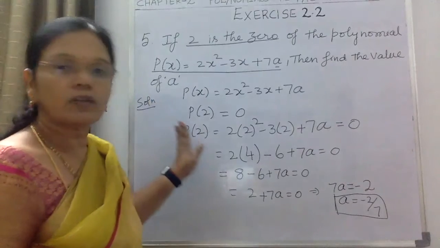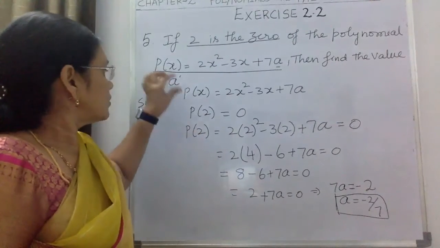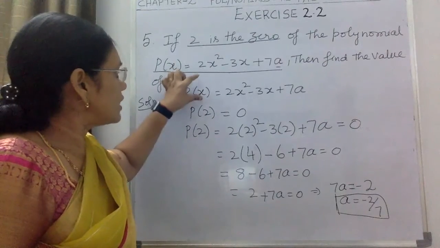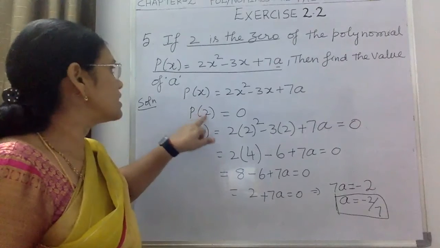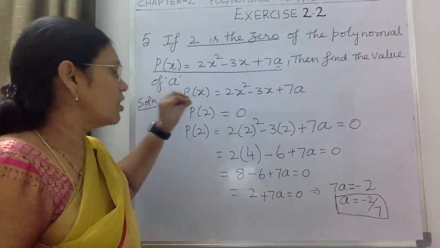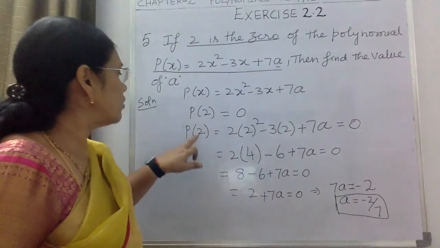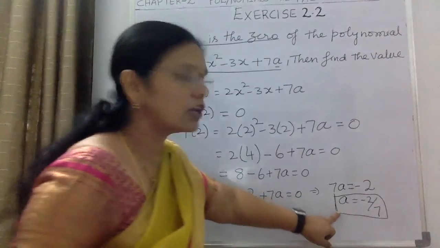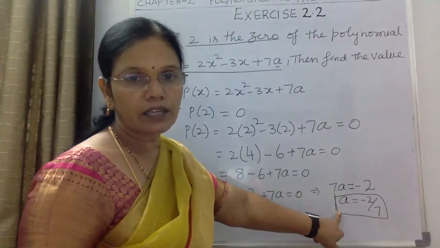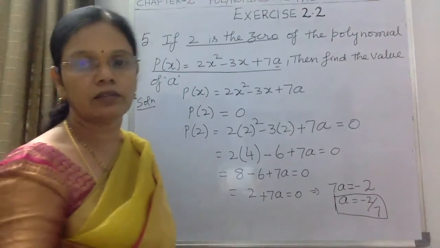So, by the given clue, what is the clue given here? The clue is that the value of the expression will become 0 at x equals 2. That means 2 is the zero of the given polynomial. So, by the given clue, by substituting the value of x in the given expression, we found the value of the unknown alphabet here, a, that is a equals minus 2 by 7.